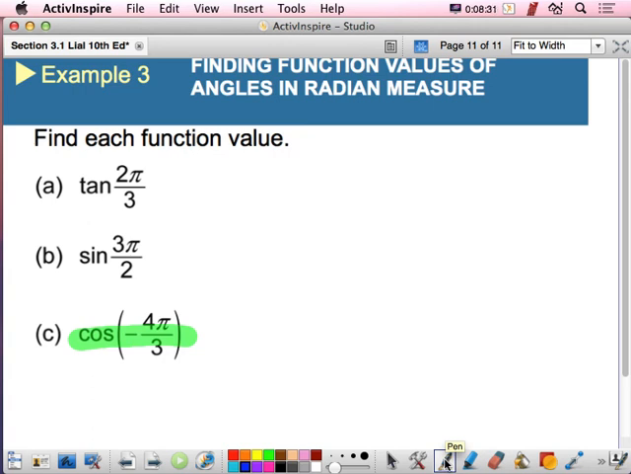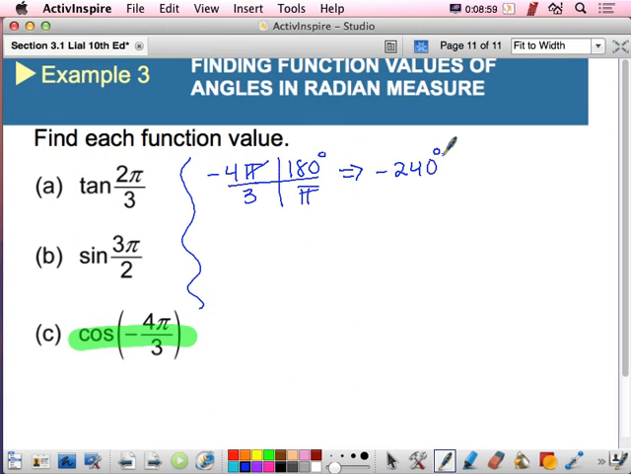I think the first thing we should do is just go ahead and convert that to degrees. So -4 pi over 3 multiplied by our conversion factor of 180 degrees divided by pi. The pi is simplified. 3 goes into 180 60 times, and 60 times -4 is -240. So that is -240 degrees. So what I'm really asking you to do is to find the cosine of -240 degrees.